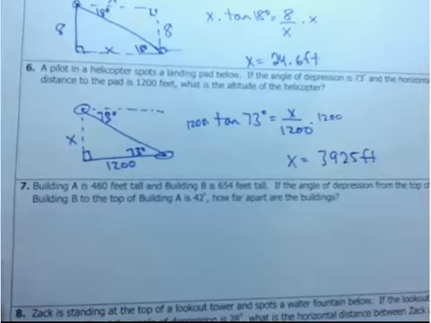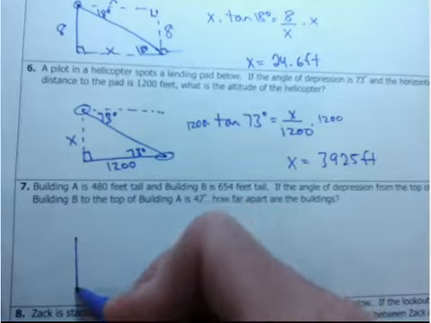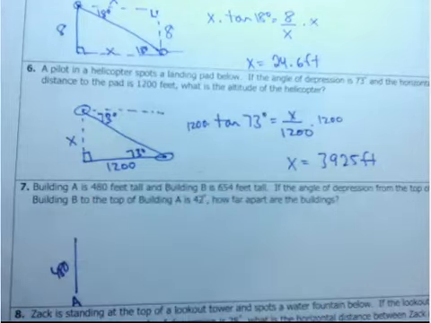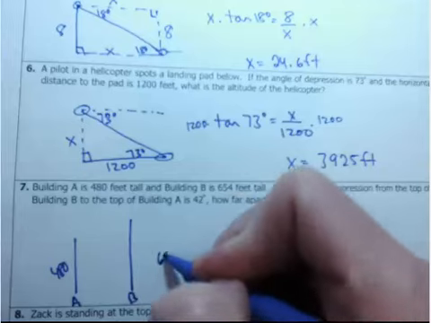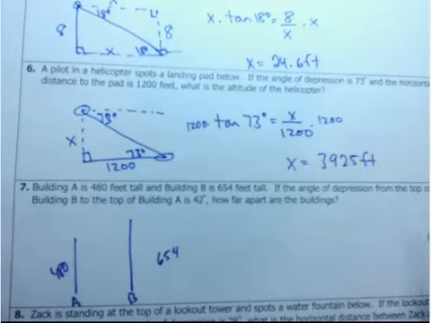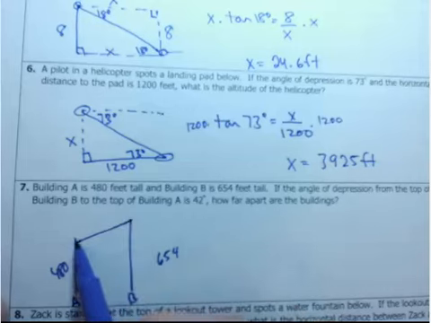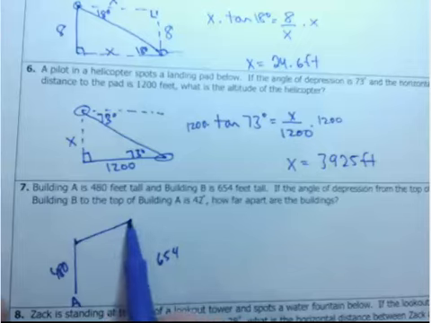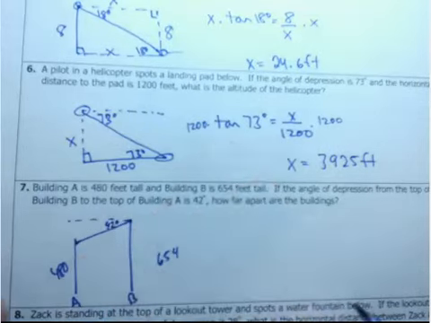For number 7, I'm going to help you draw the diagram and then have you finish the problem on your own. So we have building A is 480 feet tall. So we're going to draw building A, we're going to label it and put 480. Building B is going to be over here, and that is 654 feet tall. The angle of depression from the top of building B to the top of building A is 42 degrees. So our line of sight's going from B to A. We're going to use our line of sight and the horizontal line going across. So this would be 42 degrees.